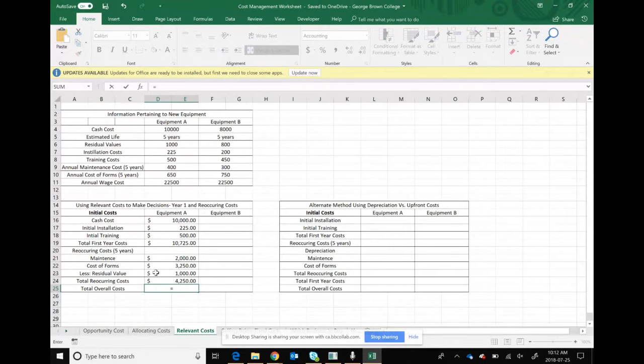So if we add our initial costs plus our total recurring costs, we get a total overall cost of $14,975.